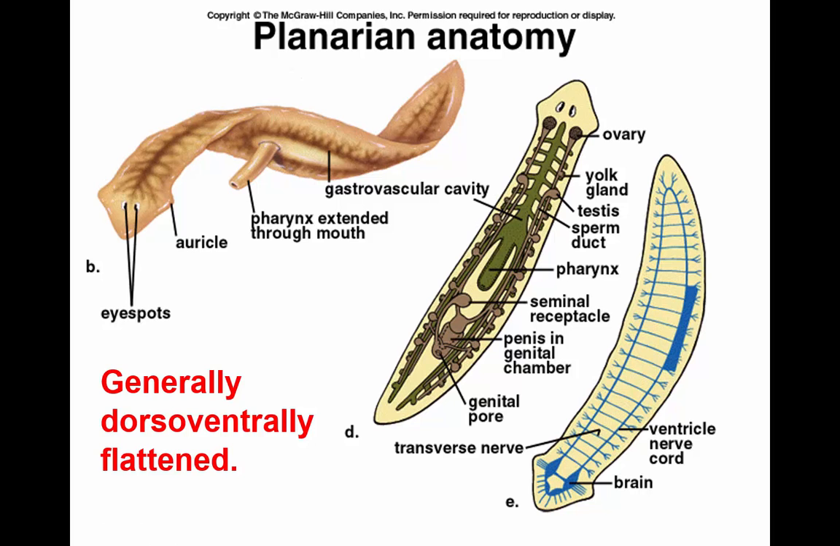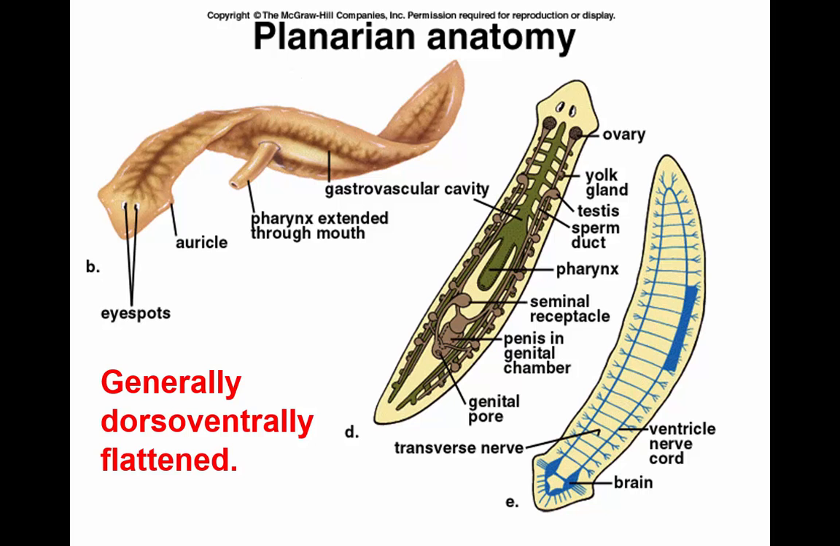Now the planarian is a good example of a flatworm, and you can see they're very flat. They do have eye spots in the front that will detect light and dark. You see their pharynx is extended through the mouth, and it's on the ventral side of their body.